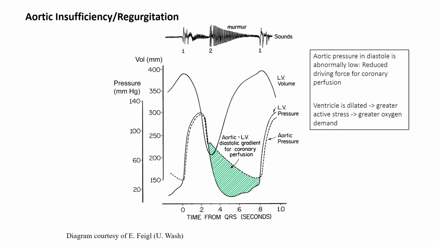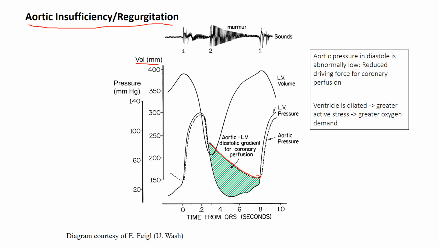So let's switch that to look at a specific valve problem where the aortic valve does not close properly and it leaks when it's closed. That's called aortic insufficiency or aortic valve regurgitation. So two things are happening here. One thing is that diastolic pressure is dropping very rapidly because of the backflow into the relaxing ventricle.